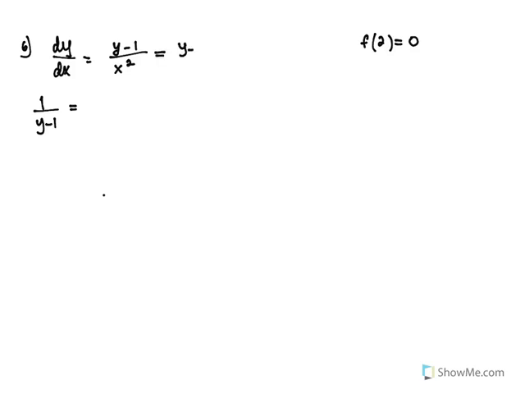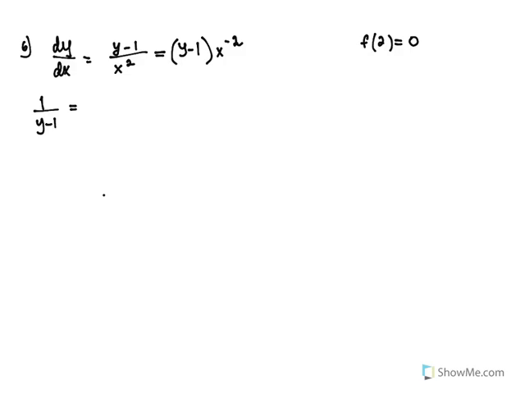I'm going to do one last problem, number 6: dy/dx equals (y minus 1) over x squared, and f of 2 equals 0. Same idea, we're going to separate the variables, so I'm going to multiply by dx and divide by y minus 1. So I get 1 over y minus 1 equals, since x squared is on the bottom, I can express this as y minus 1 times x to the power of negative 2.